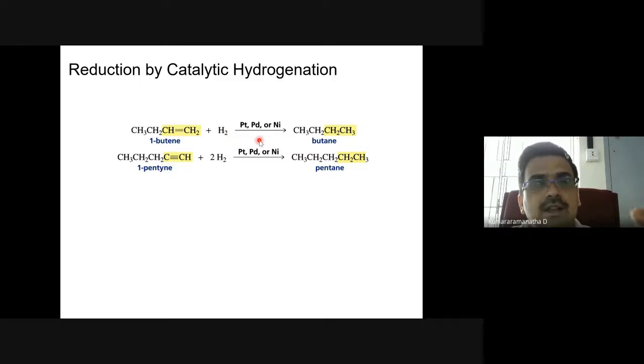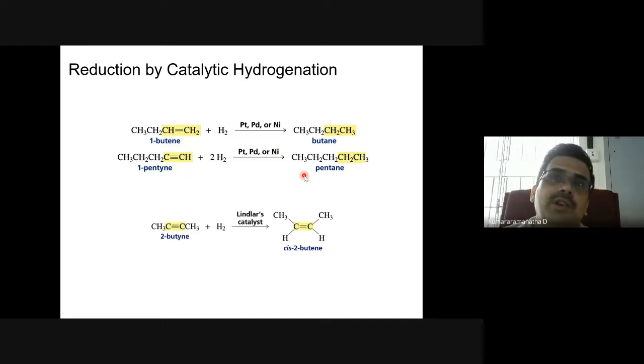Just see the reaction of a textbook example. You have platinum, palladium, or nickel. You want to add hydrogen. So essentially, you want to saturate butene to butane. So you want to add hydrogen here, make the double bond into a single bond. So you need the important role of a catalyst. Same with pentyne, a triple bonded system, you can saturate it by means of various catalysts.